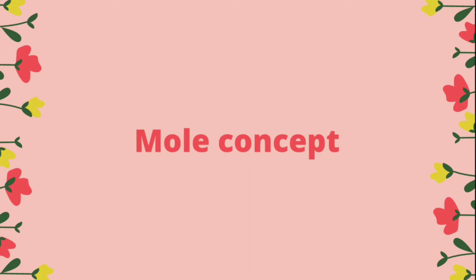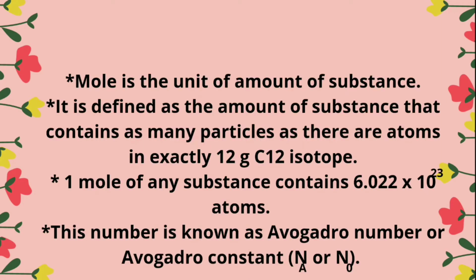Mole concept. Mole is the unit of amount of substance. It is defined as the amount of substance that contains as many particles as there are atoms in exactly 12 gram C12 isotope. 1 mole of any substance contains 6.022 into 10 power 23 particles. This number is known as Avogadro number or Avogadro constant.